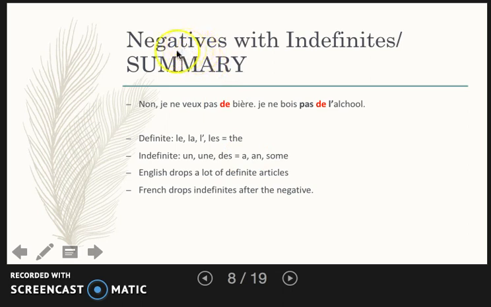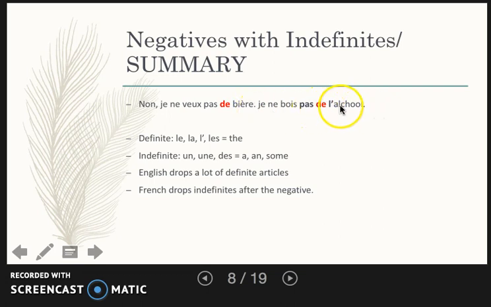So, we mentioned earlier that funny addendum where negatives and indefinite articles tend to be dropped after we use that negative. So, for example, non, je ne veux pas de bière. No, I don't want any beer. So instead of saying I don't want a beer, if somebody asked me, hey, do you want a beer? I would say I don't want any, and I would drop the indefinite une and put just de. Whereas notice in the next statement, je ne bois pas de l'alcool.